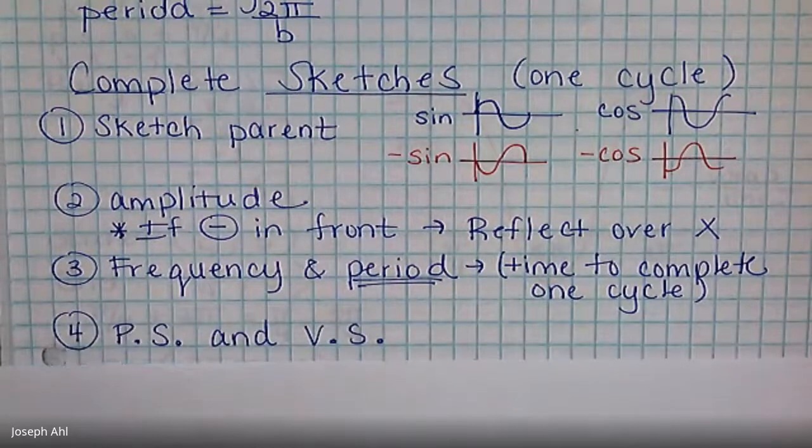All right, number 4, other things that we want to identify in order to make a complete sketch are the phase shift and vertical shift. That's what PS stands for. So the phase shift is that left-right shift. Vertical shift, of course, would be the up or down piece of things.